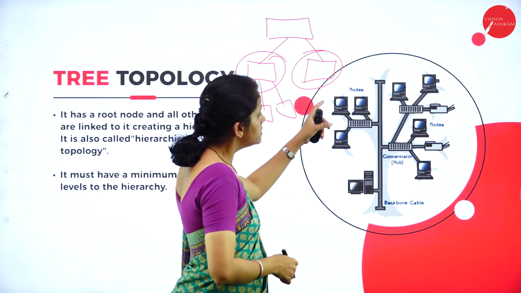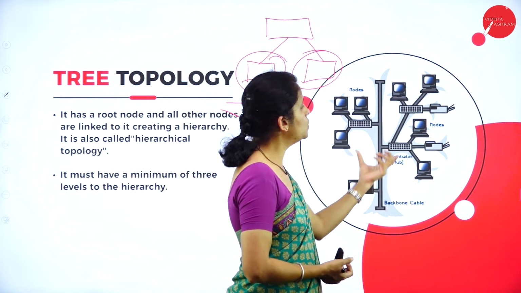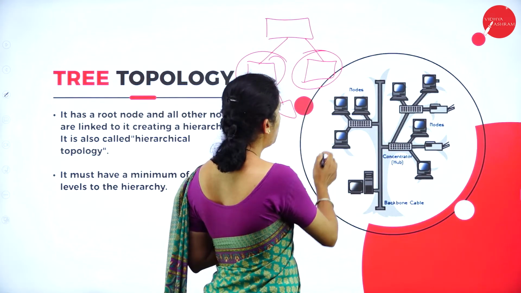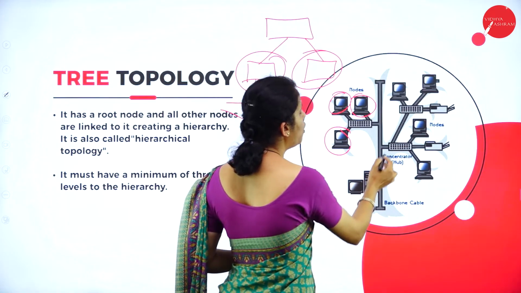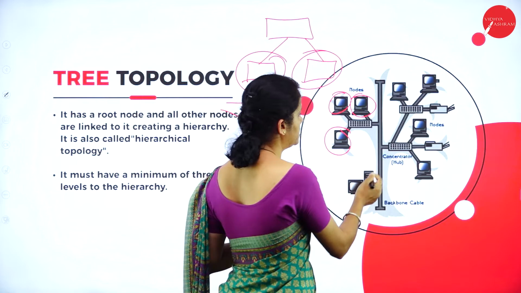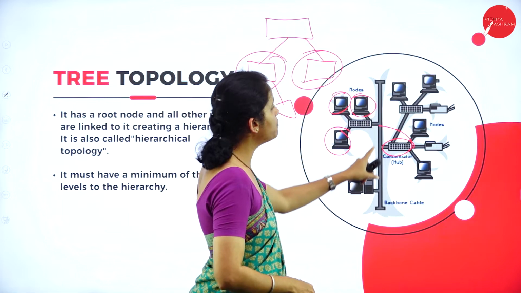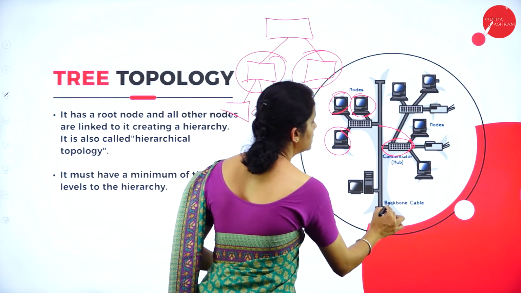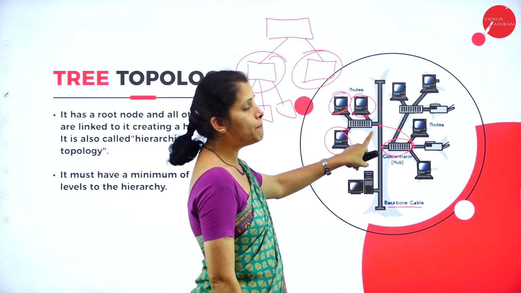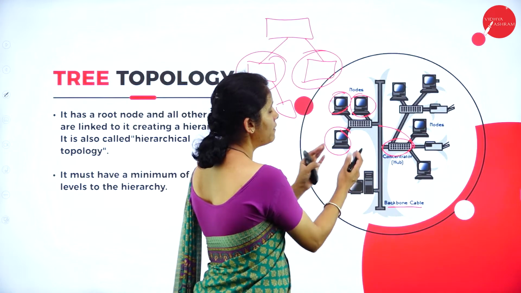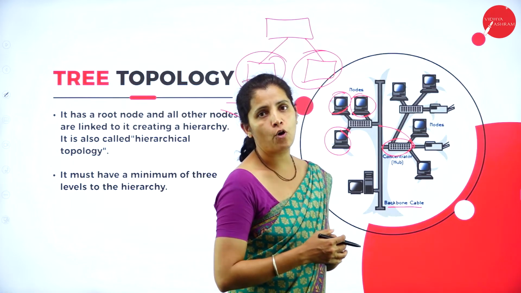So here this is the example for tree topology, and it looks like a tree, and all the computers are nothing but the nodes, and all the computers are connected to each other via the hub, and we have one central cable, that is the backbone cable. This cable is an example of bus topology. Okay, I have the bus topology. Along with that, I can have any other topology.